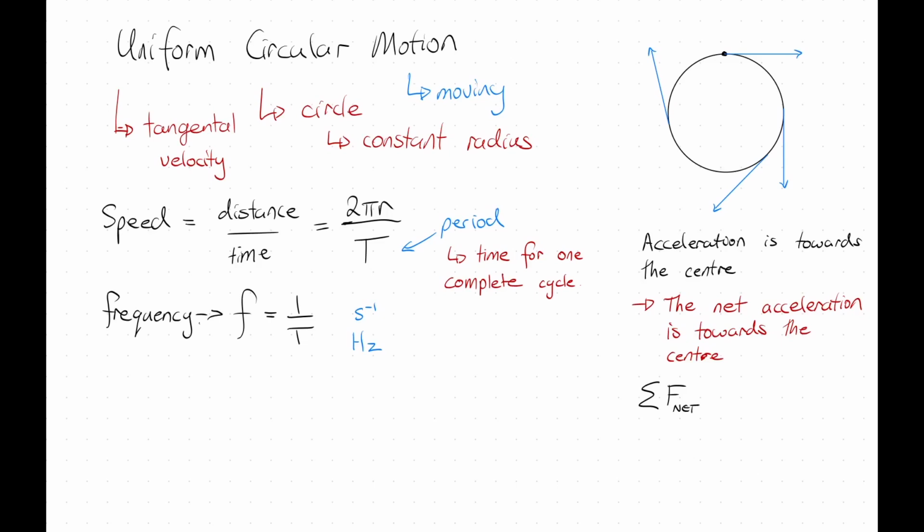For an object that is traveling in uniform circular motion, the sum of the forces is going to be equal to mv squared divided by r. If we think about Newton's second law, which is mass times acceleration, that means that our acceleration of an object that is traveling around in uniform circular motion is going to be equal to its velocity squared divided by the radius.